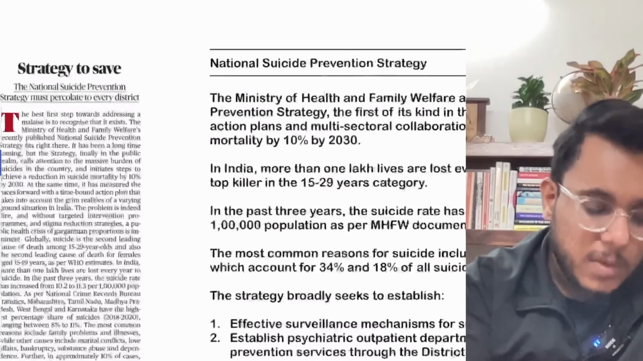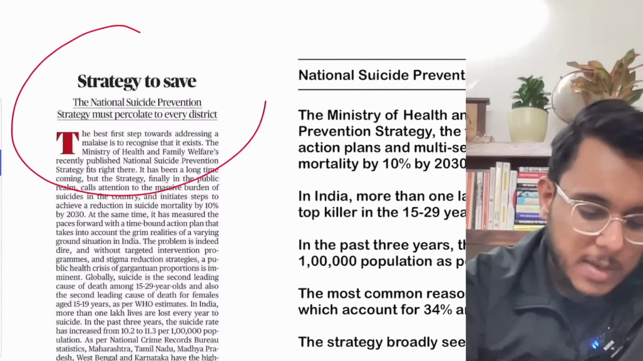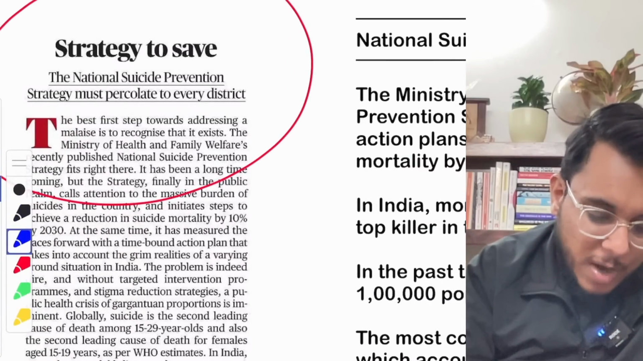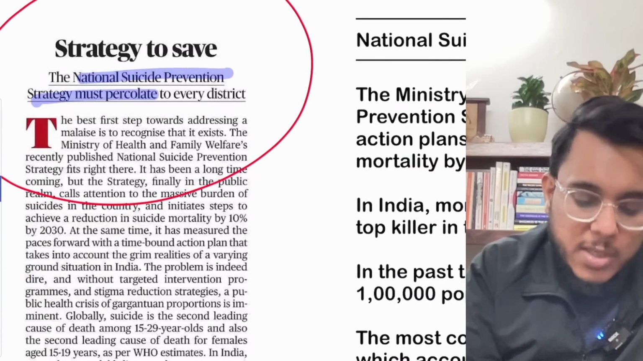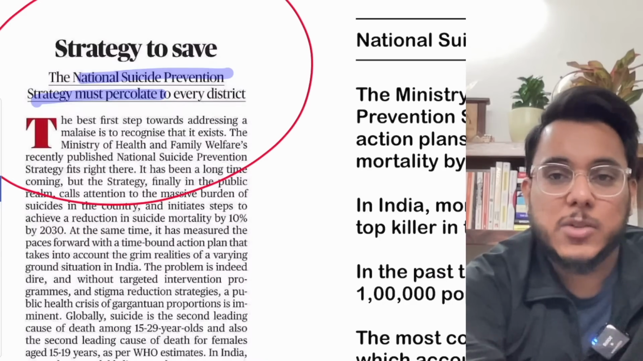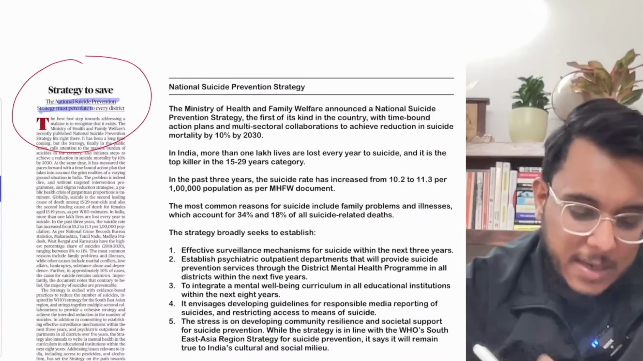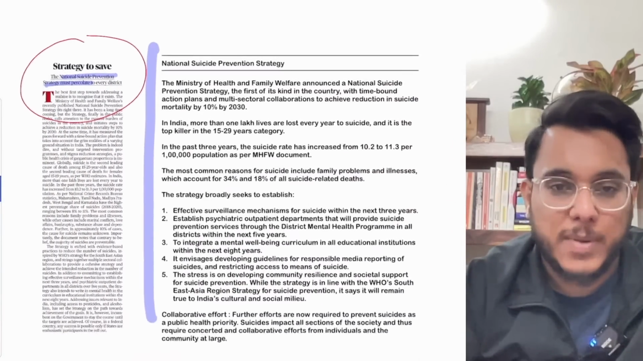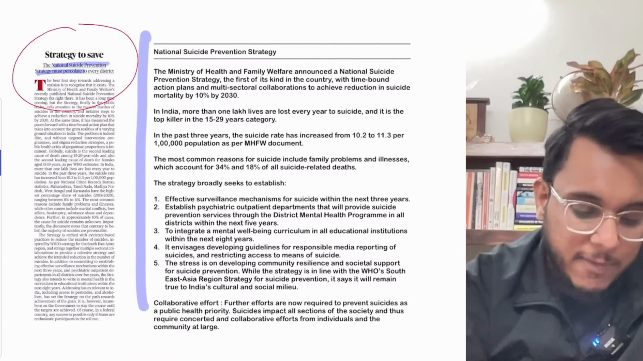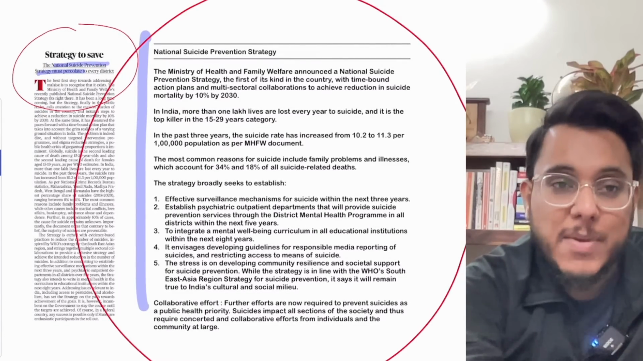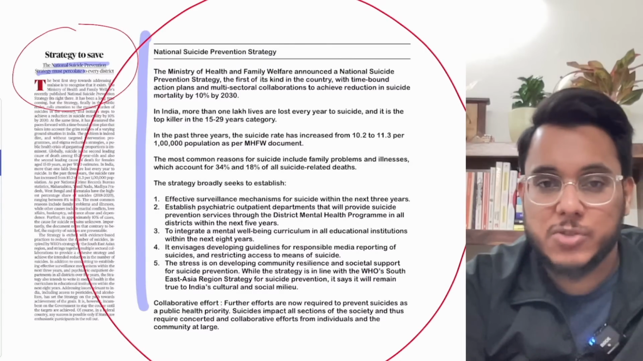Now, this article is talking about the National Suicide Prevention Strategy. Now guys, I have discussed this entire article in yesterday's newspaper analysis. Okay, in fact I had given these notes in yesterday's newspaper analysis, because the day before that the National Suicide Prevention Strategy was launched.